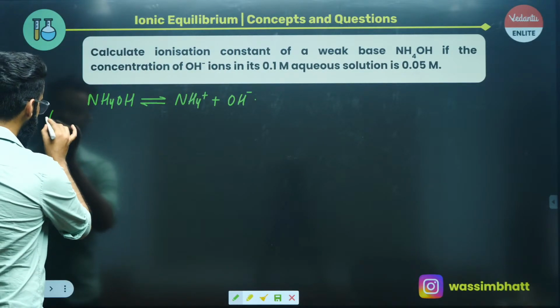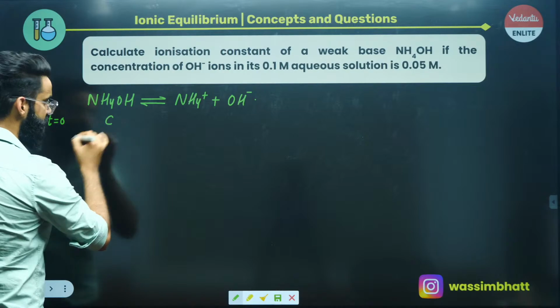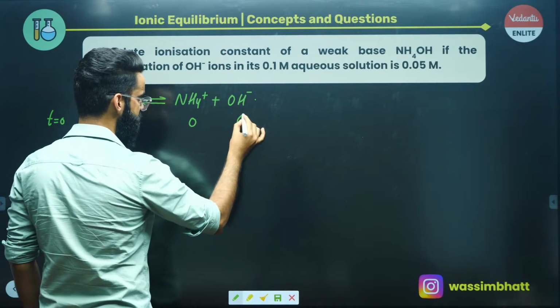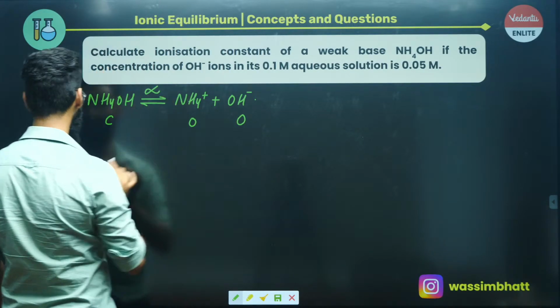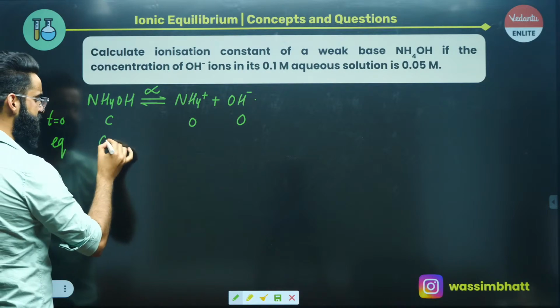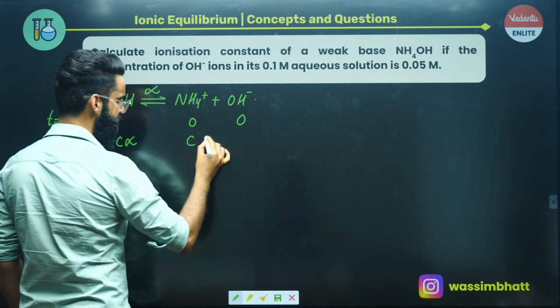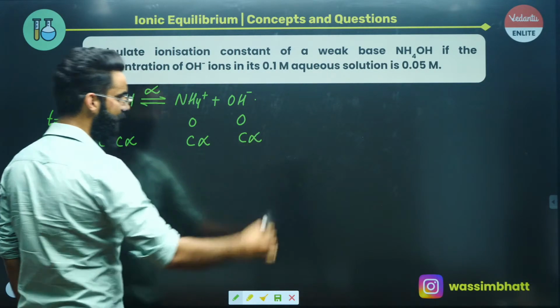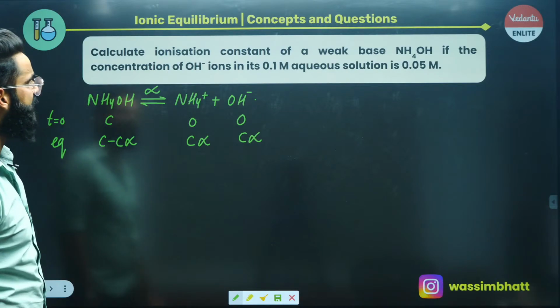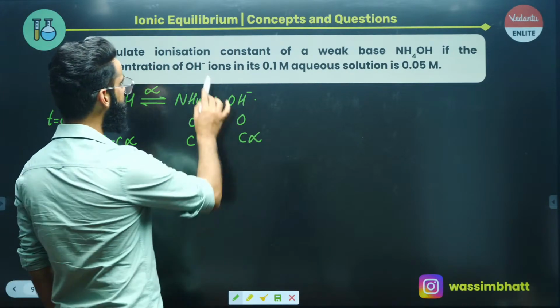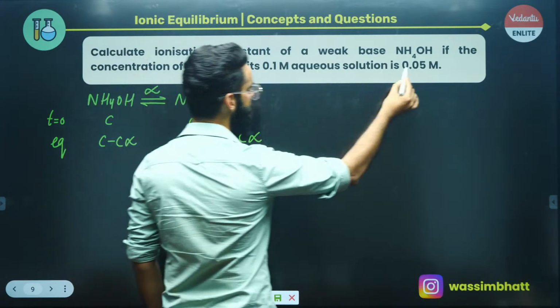Now, at time t equal to 0, initially its concentration is C, so this is 0, this is 0. The degree of ionization is alpha. So at equilibrium, I'll be left with C minus C alpha, and this is going to be C alpha, and this is going to be C alpha. Now as per the question, the concentration of OH- ions in the solution is given.